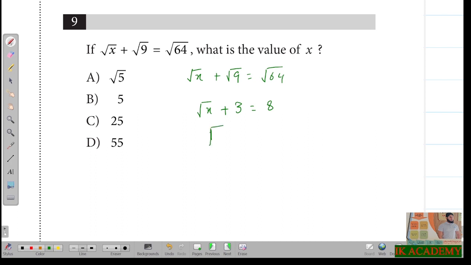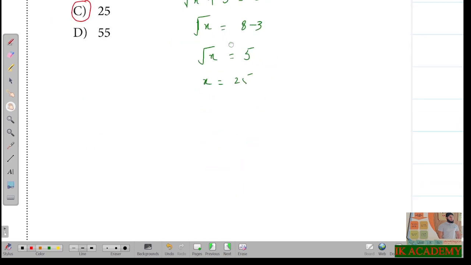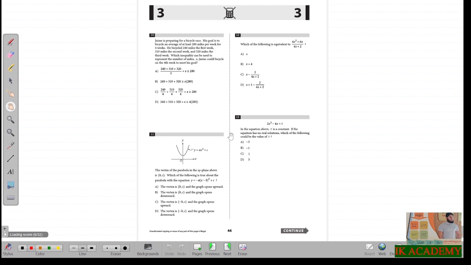Square root of x is equal to 8 minus 3. Square root of x is equal to 5. It means the value of x, by taking square on both sides, because we need only the value of x, not square root of x, x will be 25. Option C is the correct answer. Let's jump to the next question. The next question is question number 10.